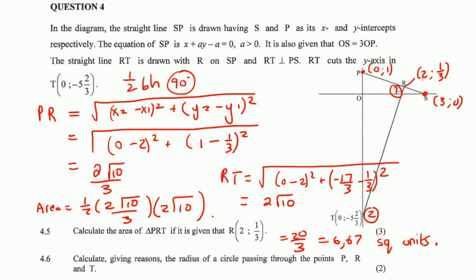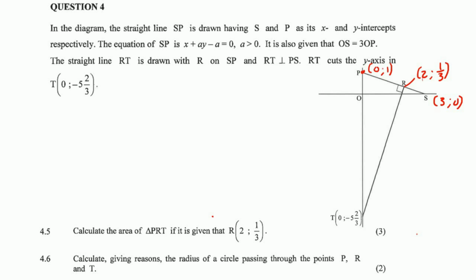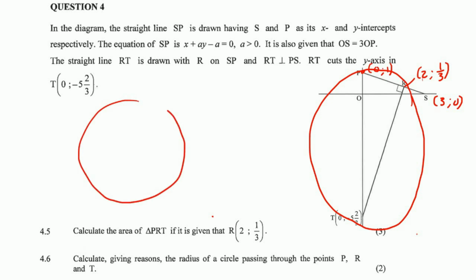Okay, then the last one. Calculate, giving reasons, the radius of a circle passing through the points P, R, and T. Okay, so if there was a circle going through P, R, and T, it would look something like that, okay? Don't laugh. Now, what they always like to do, guys, you know from grade 11 Euclidean geometry, whenever you have a diameter, then whatever angle that one makes on the circumference is always 90 degrees, right? That is like the angles in a semicircle theorem. So this is what they're trying to do. They're trying to get you to realize that that's the 90 degree, so it means that this is the diameter, okay? That is the diameter.